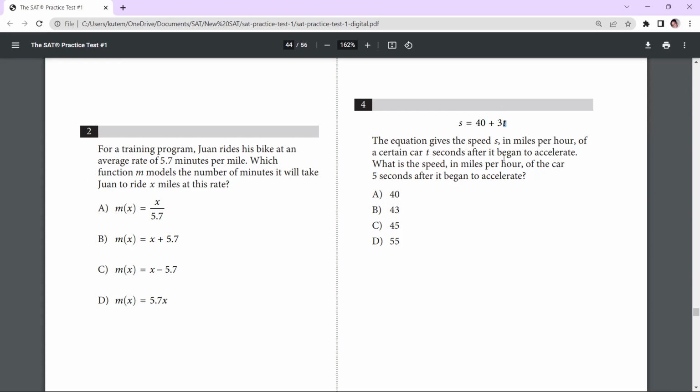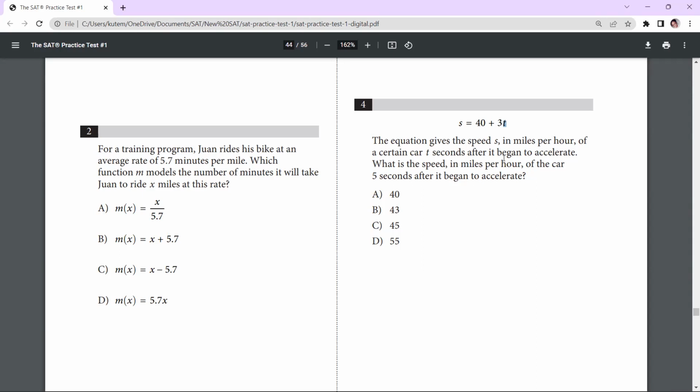Wait, let me do this again. The equation gives the speed in miles per hour. The thing is, it has hours and seconds: t seconds after it began to accelerate. What is the speed in miles per hour of the car 5 seconds after it began to accelerate? This is a very interesting equation because it has hours and seconds. T seconds after it began to accelerate. It's definitely not just supposed to be the 5. So does anyone want to explain the answer?